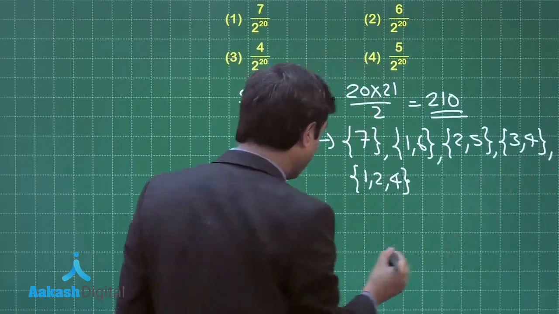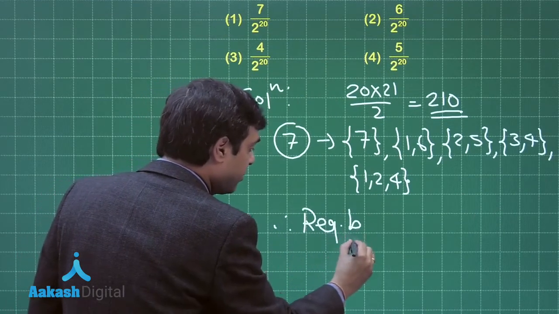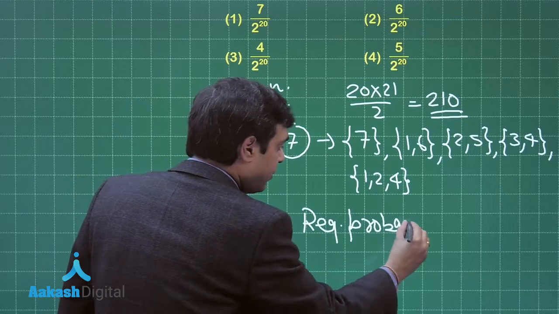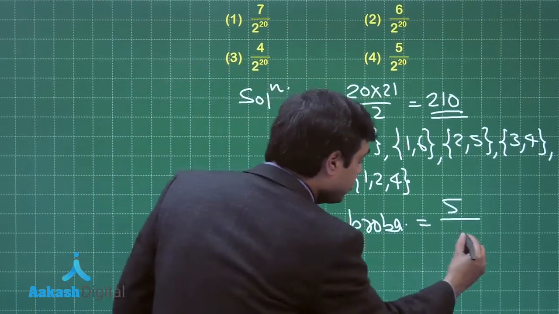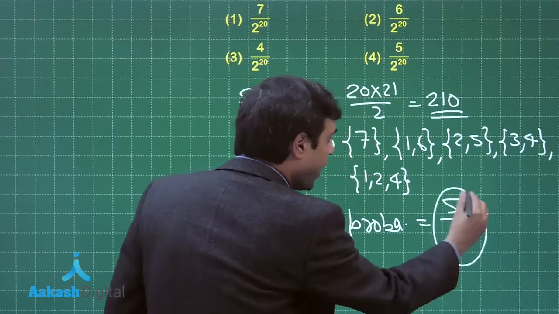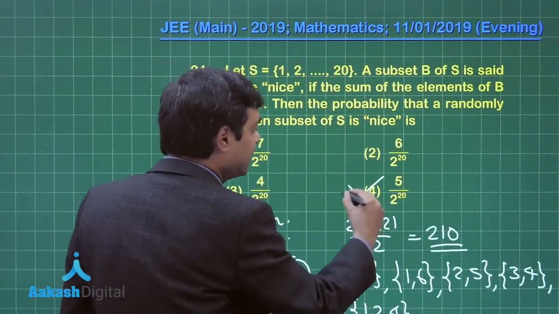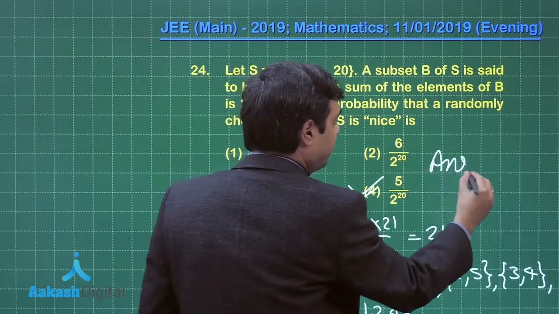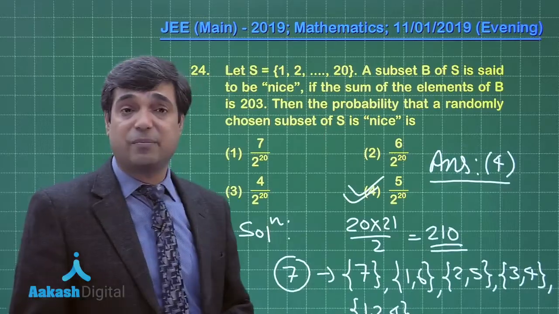Now how many total? Therefore the required probability is equal to 5 upon total. Total meaning 2 raised to the power 20. So the required probability is 5 upon 2 raised to the power 20, that is option number 4. Let's move on to the next question, that is question number 25.